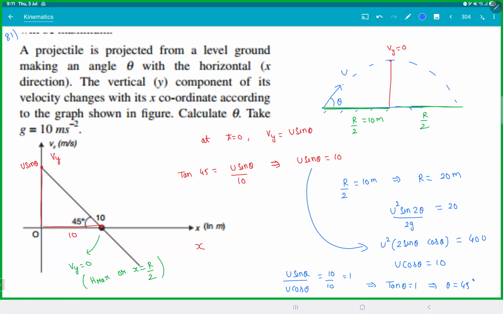Theta is 45. Clear with this? Easy? Any doubts on this? So that is the main catch there. So at that coordinate, Vy has become 0.